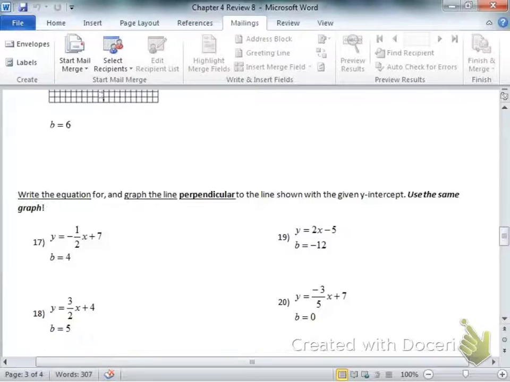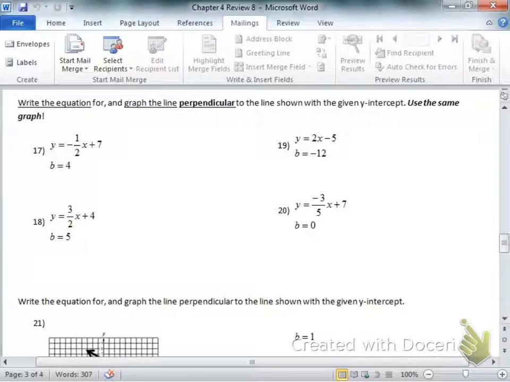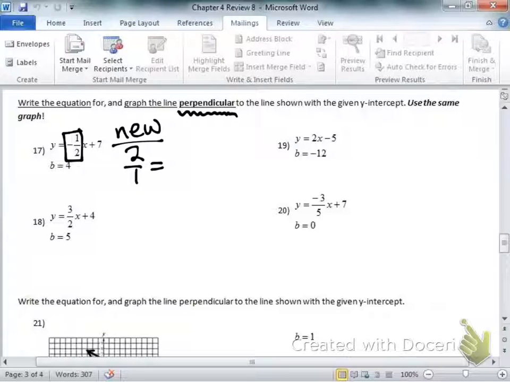All right, now to the section that takes a little more work. Remember, it's a little more work when you see the line or the word perpendicular. That's when we need the opposite reciprocal. So you take the slope, and to find the new slope, you flip it and change the sign. So what would I get if I flip this and change the sign? 2 over 1, and it's going to be positive. Well, 2 over 1 is the same thing as 2. So the answer here is y equals 2x plus 4.